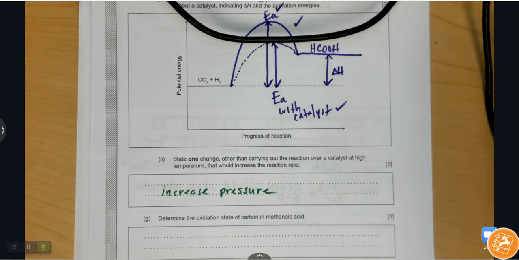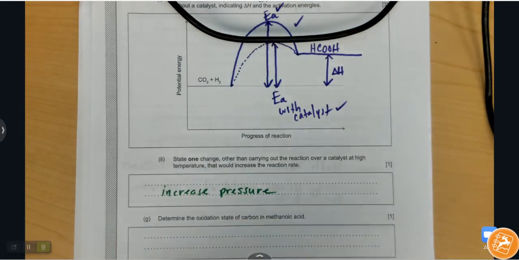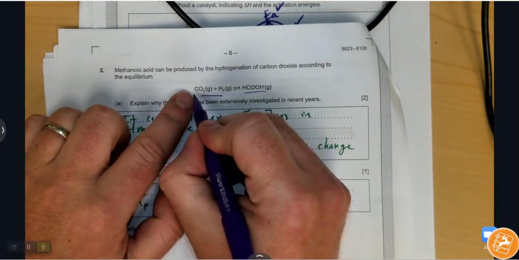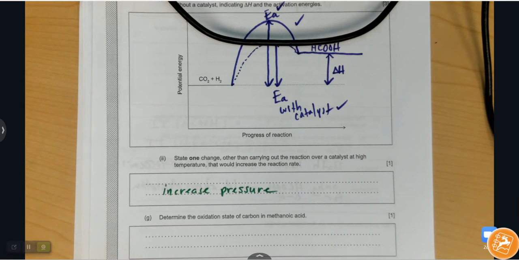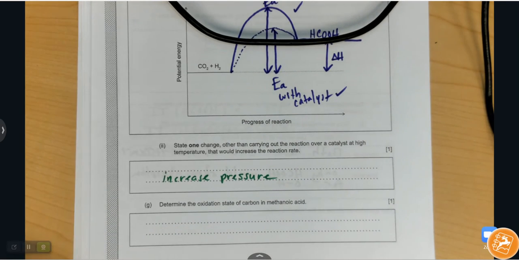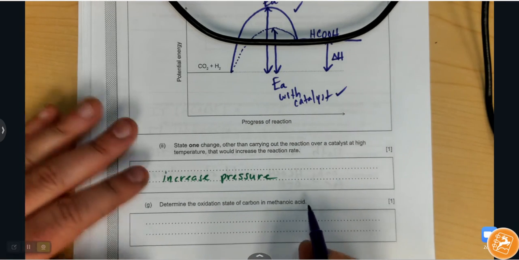would increase the rate. Well, think about things that can increase rate. Concentration. If they're gases, we could change pressure or add a catalyst. Well, we can't add a catalyst here because we're told we can't. But if we look at the equation, there we go. I've got 2 moles of gas here and 1 there, which is why we could increase the pressure. Part G says determine the oxidation state of carbon in methanoic acid.